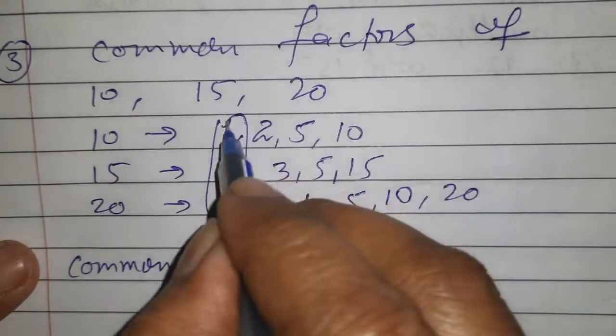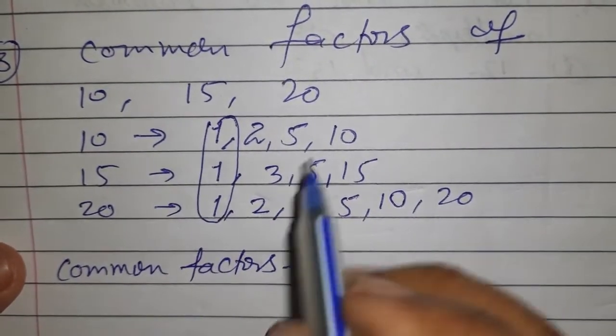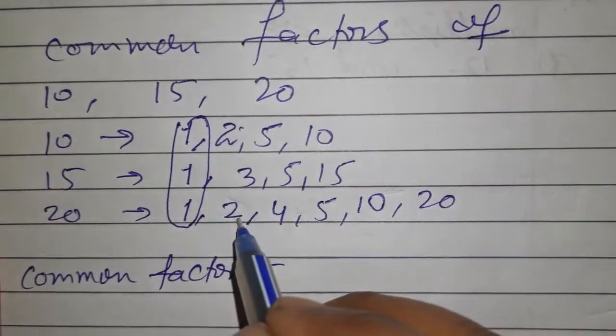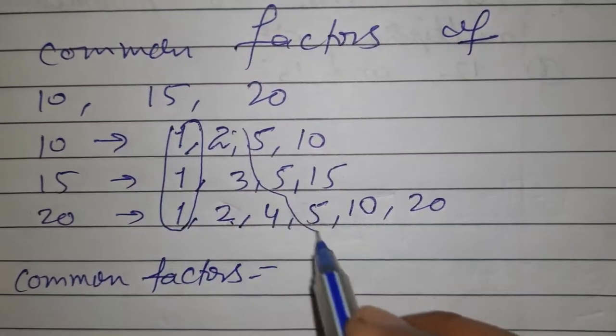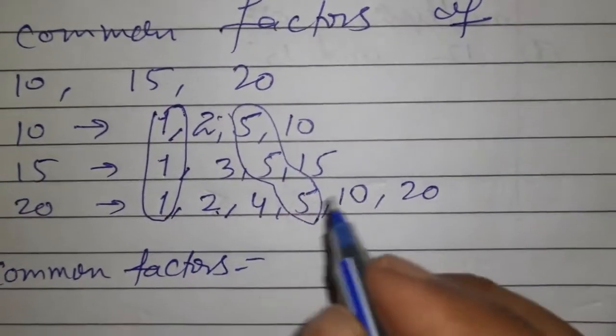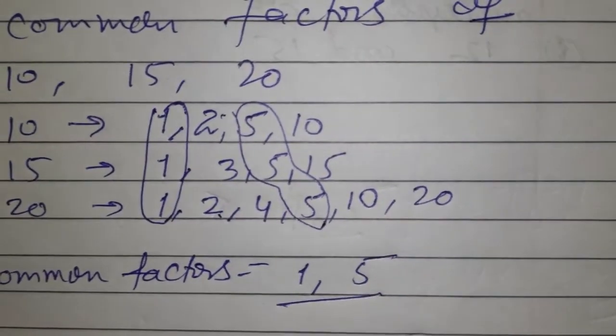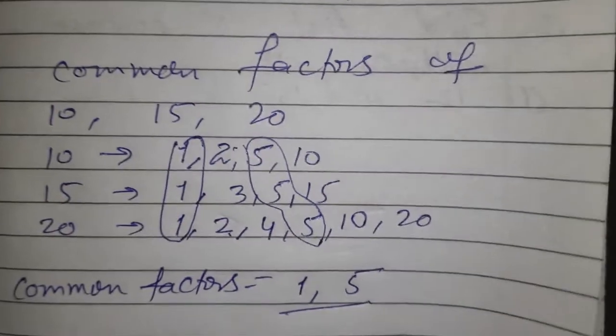1 is always common, 1 is a factor of every number. Then see which number is common in all the 3. So this 5 is common in all the 3. So common factors are 1 and 5. So this way you find the common factors of any given numbers. Okay.